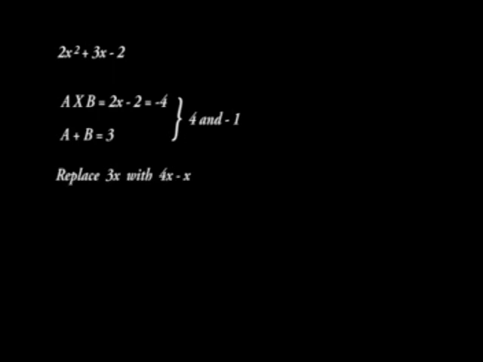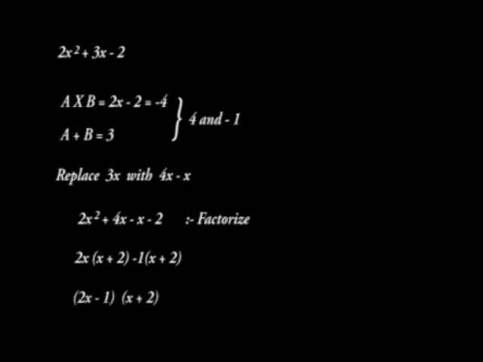We replace 3x with 4x and minus x. 2x squared plus 4x minus x minus 2. Then factorize: 2x into x plus 2, minus 1 into x plus 2. Take one of the terms in the bracket and we have 2x minus 1 times x plus 2.